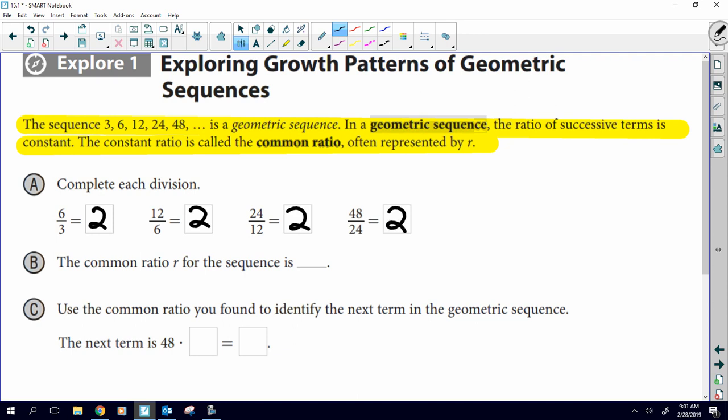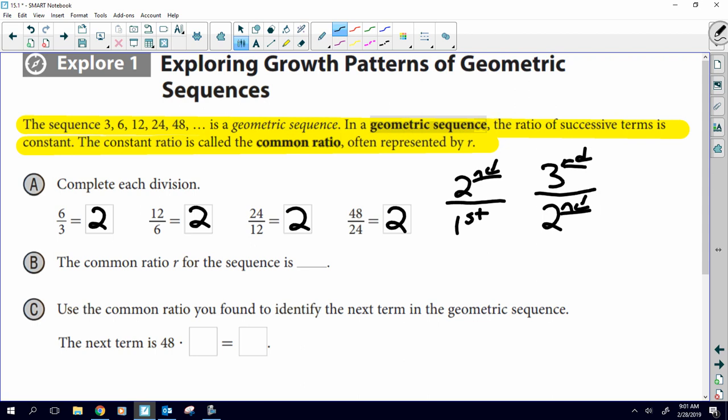Now, really what I want you to pay attention to here is the terms that they're dividing, right? You've got the first term dividing into the second term, okay? And you have the second term dividing into the third term, okay? And so on and so forth.